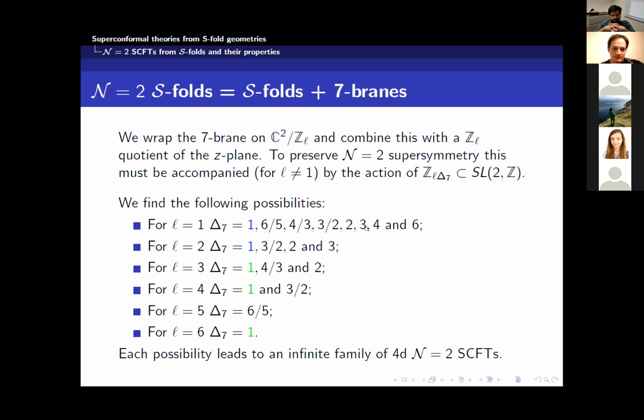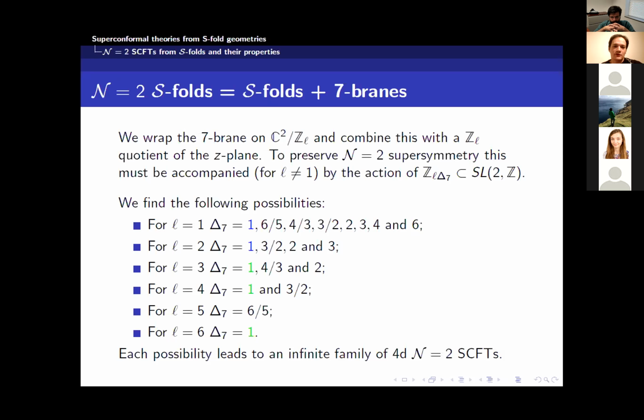If I start deforming the 7-brane until I remove it completely, I'm just left with the underlying N equal 3 S-fold, and the theories in this case have enhanced supersymmetry. N equal 3, the ones shown in green, and N equal 4 for L equal 1 and 2. L equal 5 is special because there's no N equal 3 counterpart of this. It's just purely N equals 2.